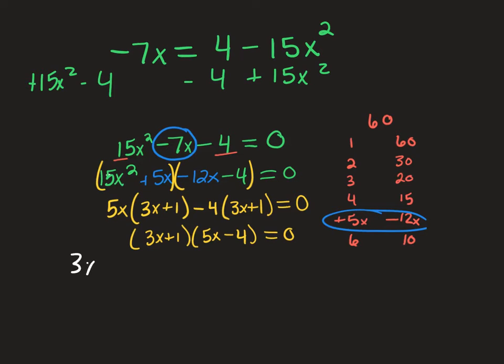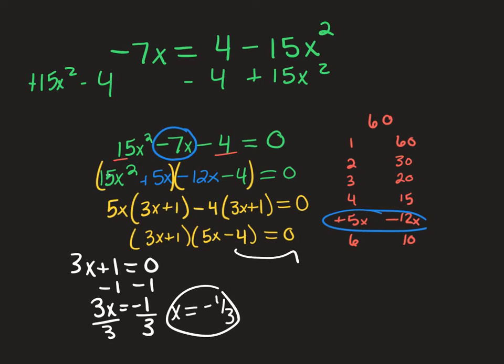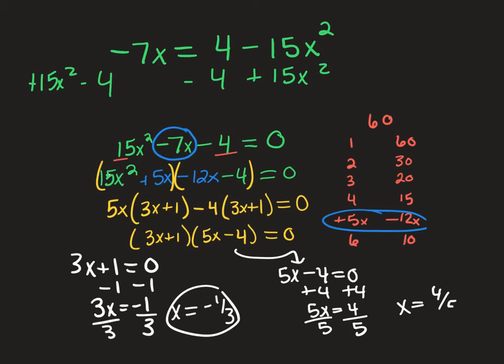So we have 3x plus 1. We're going to subtract our 1, get 3x equals -1, divide by 3. So for this one, x is going to equal -1/3. And then for this factor, we have 5x minus 4 equal to 0. Add 4, and then 5x equals 4, divide by 5. So x equals 4/5. So these are going to be the two solutions to our quadratic equation.